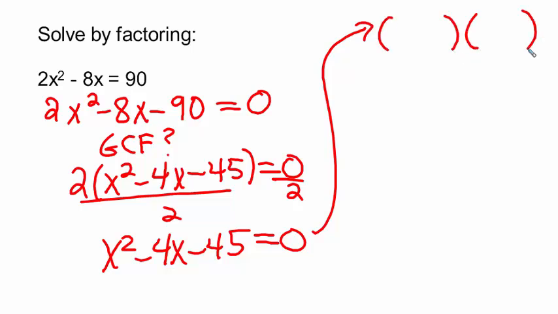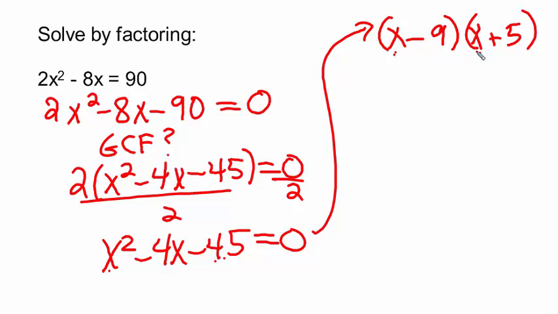I'm going to break this trinomial into 2 sets of parentheses. The x squared comes from multiplying x with x. And then I'm skipping to the end term. The negative 45 probably comes from 9 times 5. The signs have to be different. That's my guess. I'm going to check it by foiling it back out and seeing if I get the trinomial that I started out with.